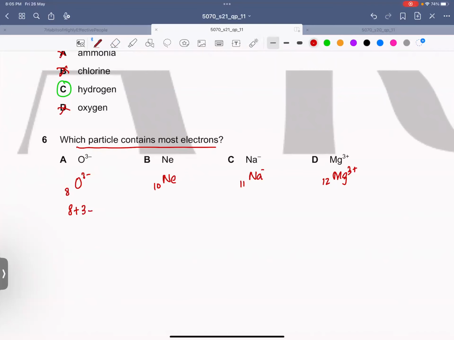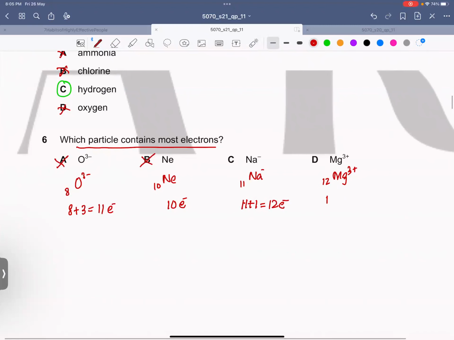3, which makes 11, so there are 11 electrons. Here we have 10 electrons, which is fewer, so it goes wrong. Here we have 11 plus 1, 12 electrons, which makes A wrong.